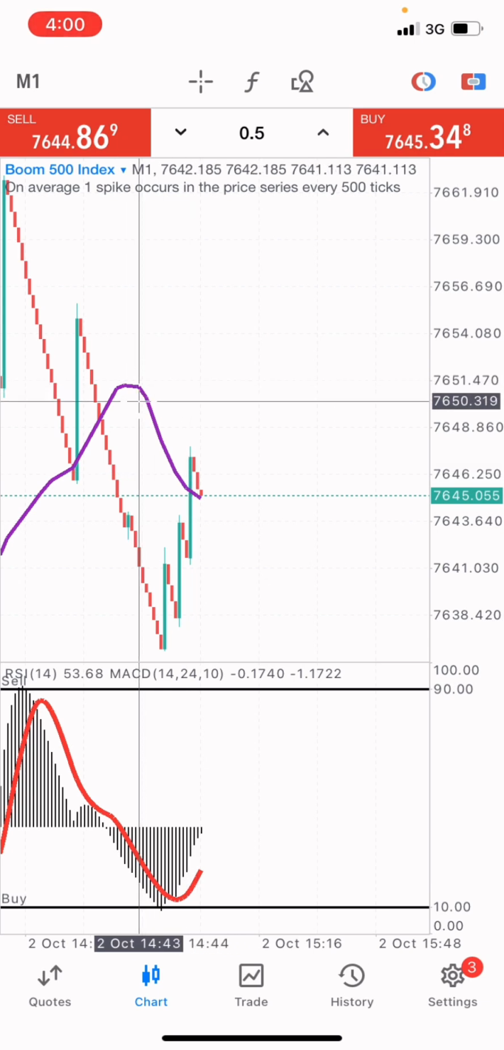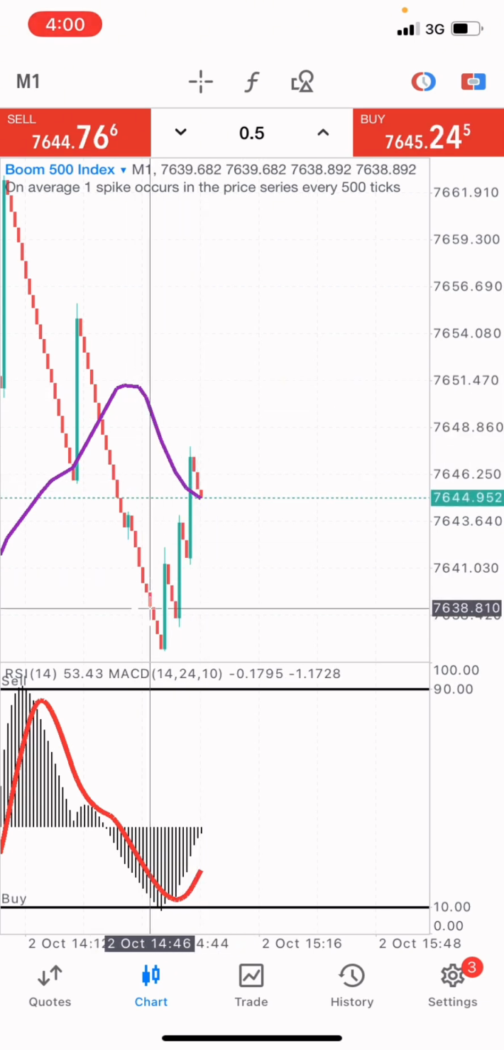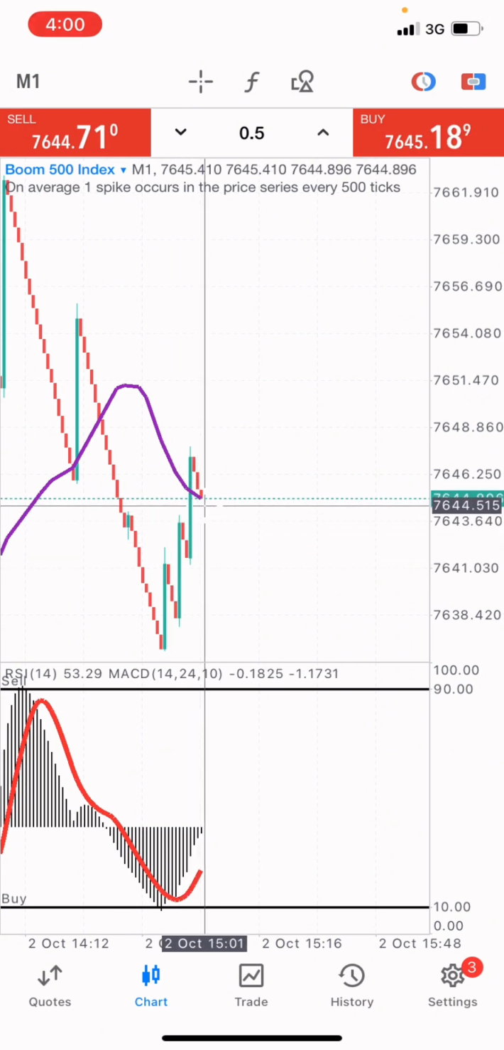Like I said, the moving average is going upwards at this very point in time. So we can see that we just confirmed 2 spikes at this moment right here. So we're looking for another spike entry. So at this point, you don't want to look for a sell. All you want to look for is a buy opportunity.